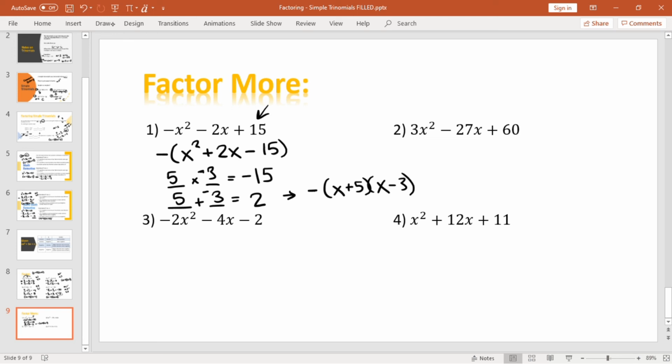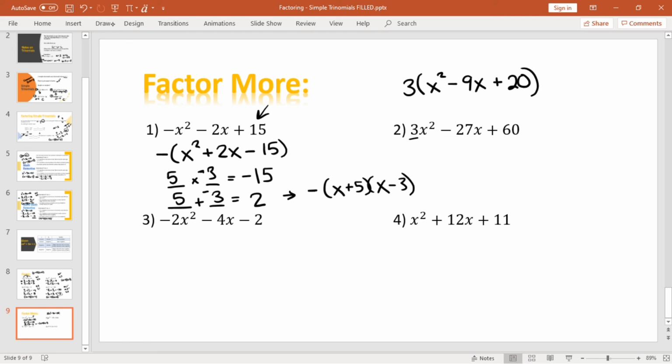Okay, so let's look at number 2. I've only told you how to factor simple trinomials, so I bet you can divide out the 3, that's the A value. And you totally can. All of these terms are divisible by 3, so pull it out. 27 divided by 3 is 9, and 60 divided by 3 is 20.